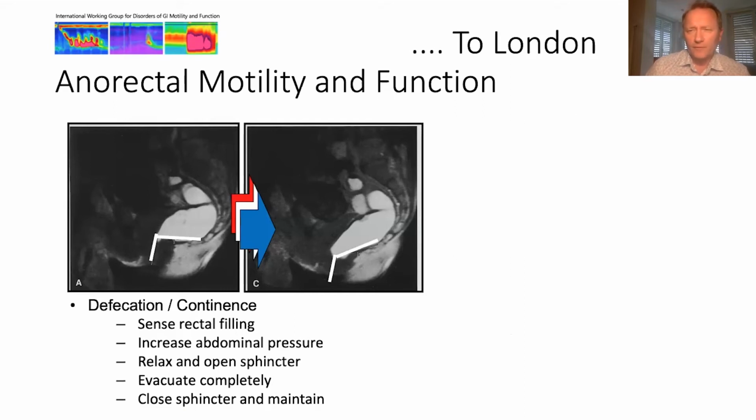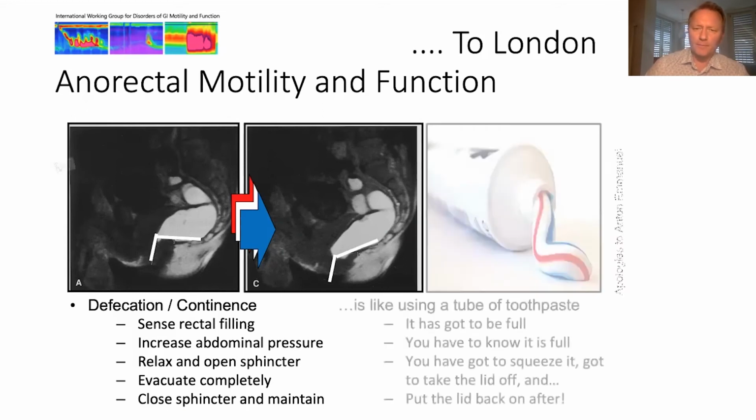Defecation and continence are very complex processes. To be fully continent, to defecate normally, you need to be able to sense rectal filling, when you need to sense that something's there. You need to then increase abdominal pressure if you want to go to the toilet. You need to relax and open the sphincter, evacuate completely, and then reclose the sphincter and maintain closure over time.